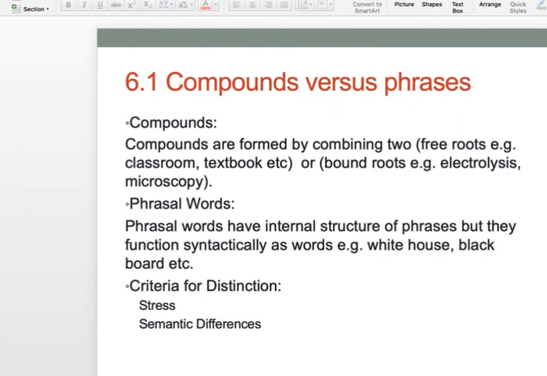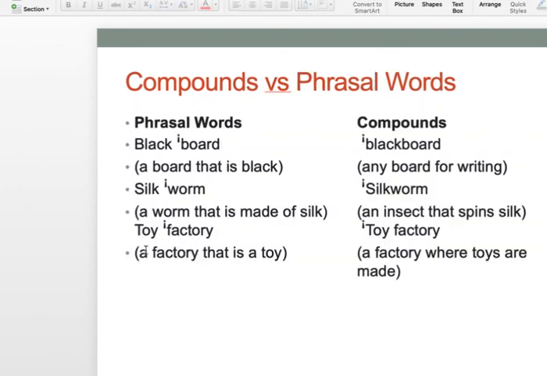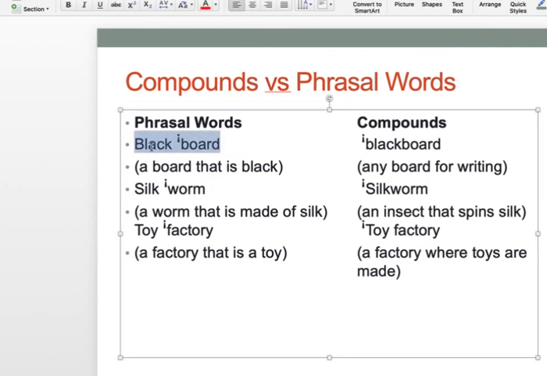Okay, then you will see the second criterion, and that is about semantic differences. Semantic differences means differences of meanings. What kind of differences of meanings may we have? Here you will find, do they mean the same, these two, phrasal word and compound? I think because larger videos are difficult to upload, they take rather longer time and sometimes they pose problems for me.